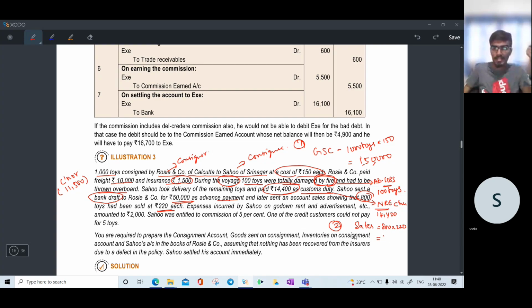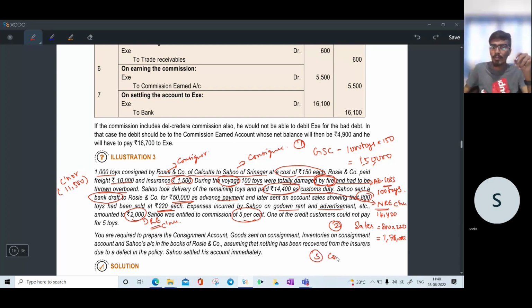1,76,000. Very good. Then expenses incurred by Shabu on godown rent and advertisement etc. amounted to 2,000. It is a recurring expense, right? Consignee's expense is a recurring expense. Then Shabu was entitled to a commission of 5%. If the question is silent, on which is the 5%?